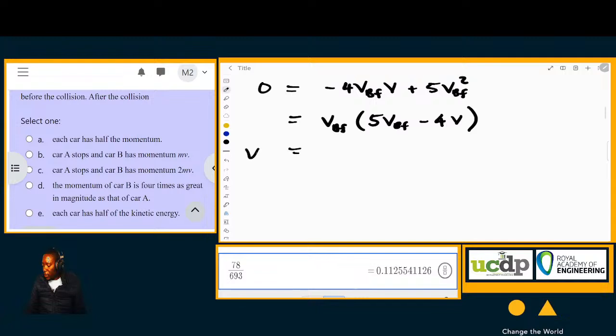So that means VB can either be 0 or 5VB is equal to 4V. So if this is 0, this expression can only be 0 if either VBF is 0 or 5VB final is equal to 4V, right? That also gives us 0. So that means VB final will be 4 over 5V.